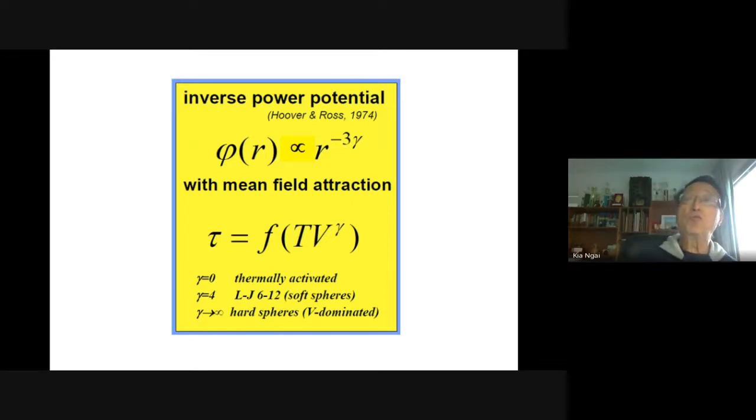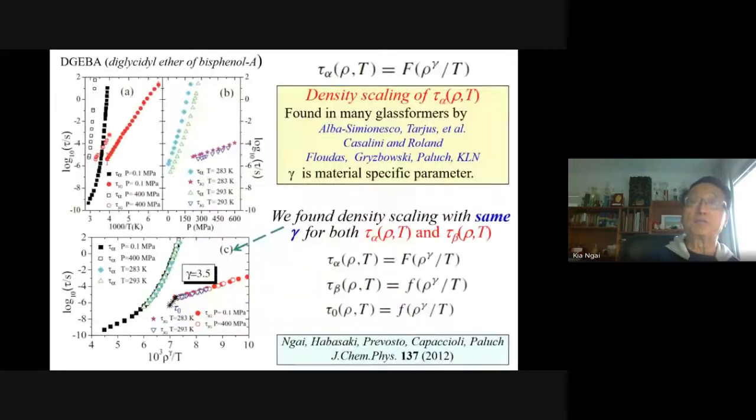This is a rigorous result from statistical mechanics. You can consult Hoover and Ross. This is the one origin of that. But of course, we know that the Lennard-Jones potential is not purely repulsive, but still, it motivates people to look at real materials, which are not purely repulsive. And this is one experiment that we did together with Simone's group.